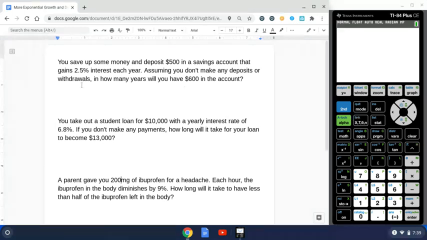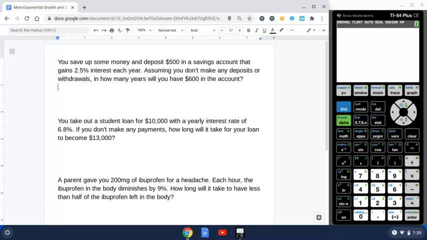So the first one here says you save up some money and deposit $500 into a savings account that gains 2.5% interest each year. Assuming you don't make any deposits or withdrawals, so we're just letting this money sit in the account, we're not doing anything with it at all, in how many years will you have $600 in the account?